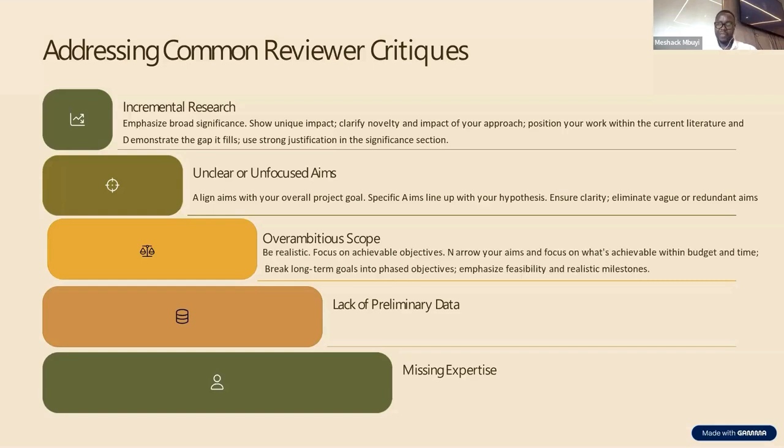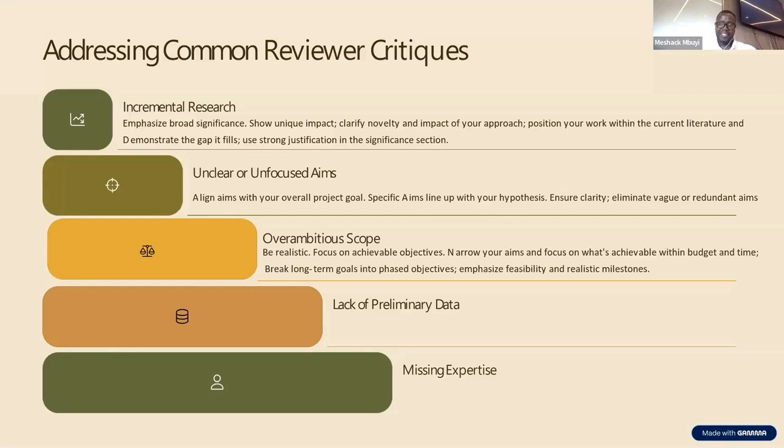If your application is overambitious in scope, in revising you need to be more realistic, and you need to focus on achievable objectives. Remember, achievable objectives with regards to budget and time. Those are the two issues that need to guide you very strongly. You can propose what in their eyes is a 5-year research, but you're proposing that you'll do it in 3 years, so check that.